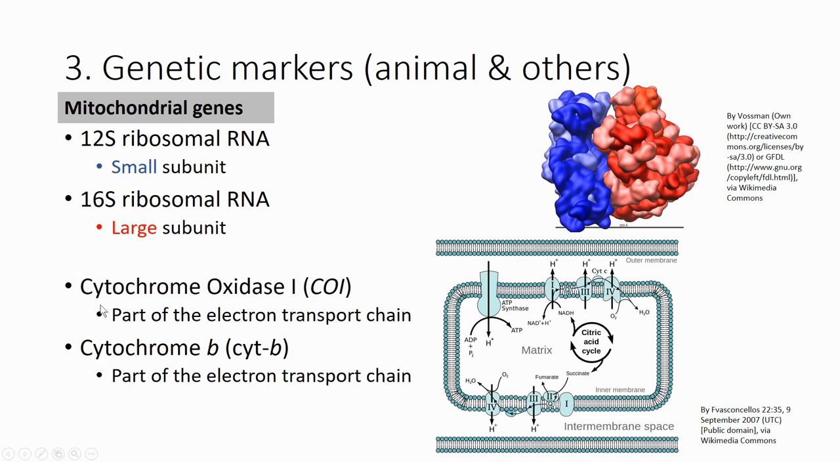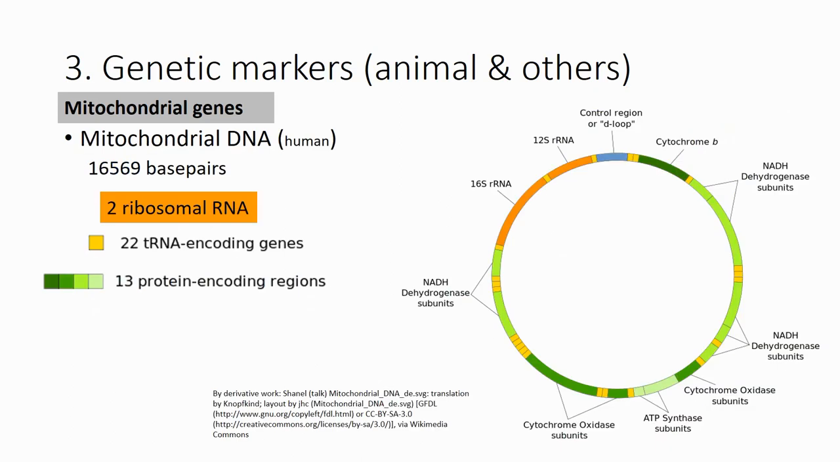And there's also a gene called cytochrome oxidase 1, CO1, an acronym, and also cytochrome B. These two genes are also quite conserved, and are part of the electron transport chain in the citric acid cycle. So those are the genes that we can use. It's a fragment of the DNA we can use as a gene marker. So we look in detail at the mitochondria gene.